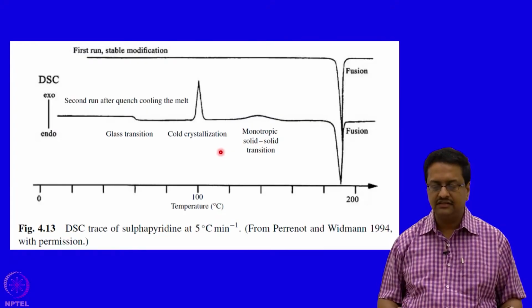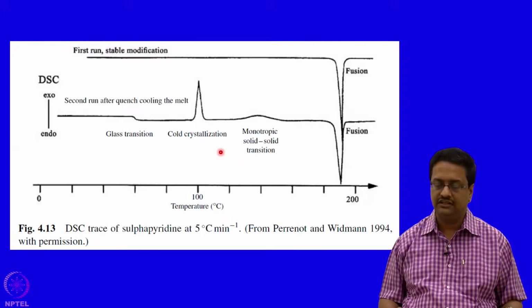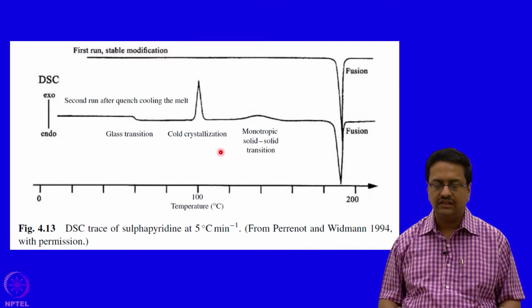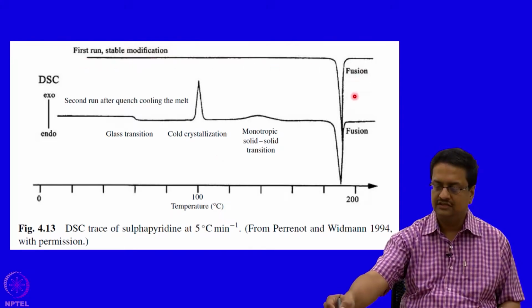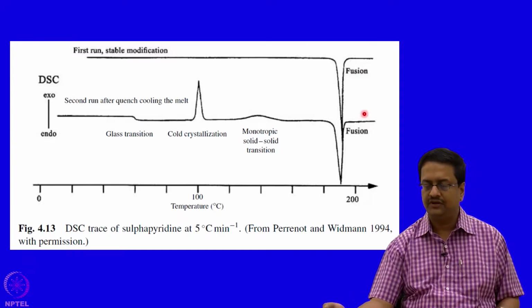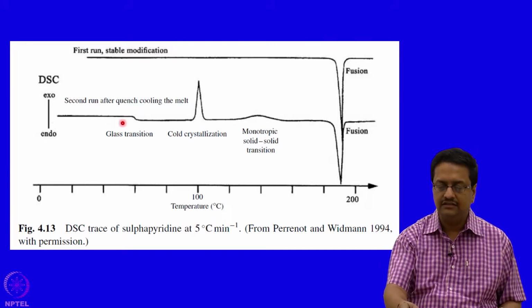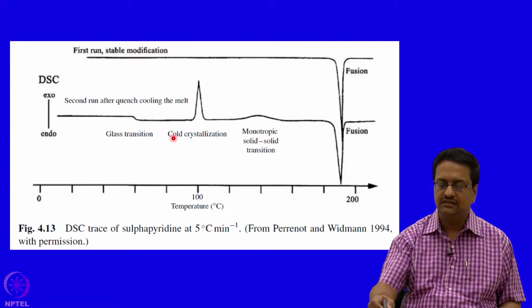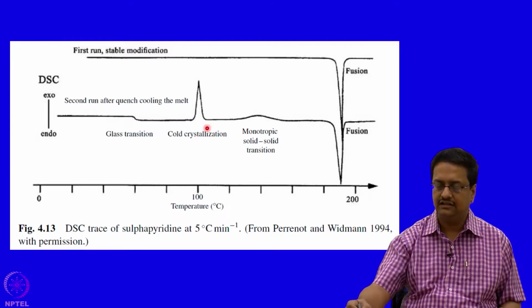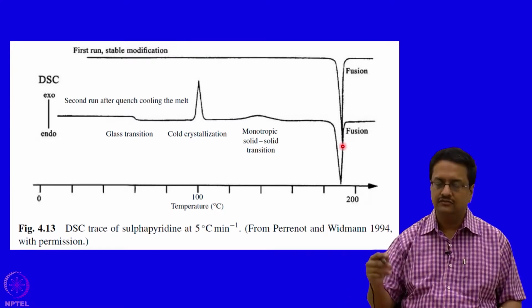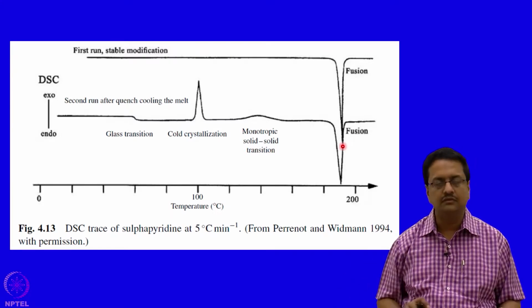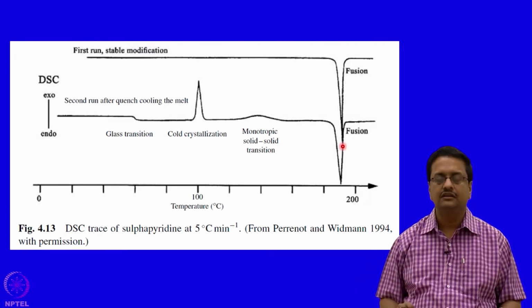So, this is the DSC trace of sulfapyridine at 5 degree centigrade per minute, where what we can see is during the first run the stable modification goes and melts, but when the stable modification has been cooled to room temperature and is run again, it undergoes a glass transition, then it has a crystallization, and then a monotropic solid to solid phase transition and a fusion. So, this type of plot indicates a monotropic relationship between the two particular polymorphs.